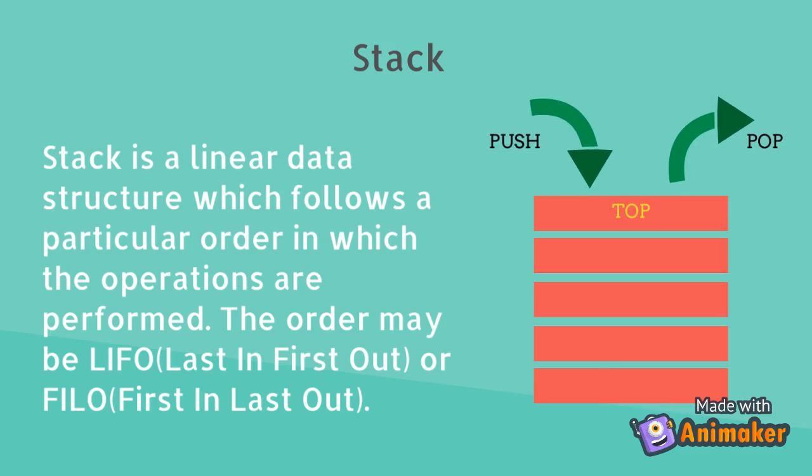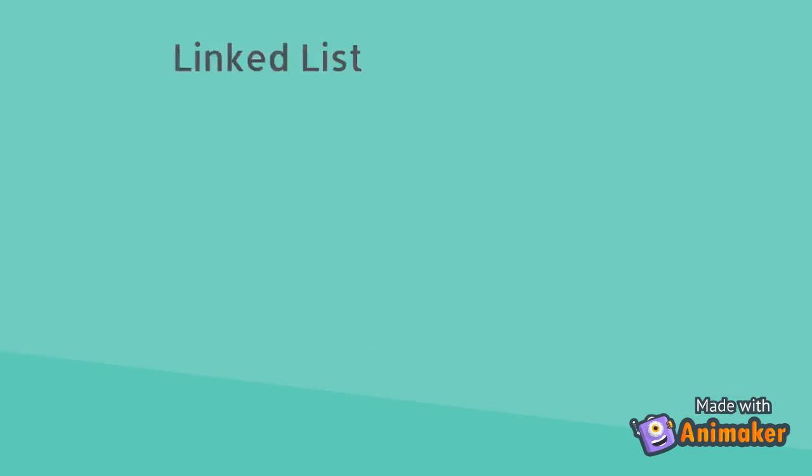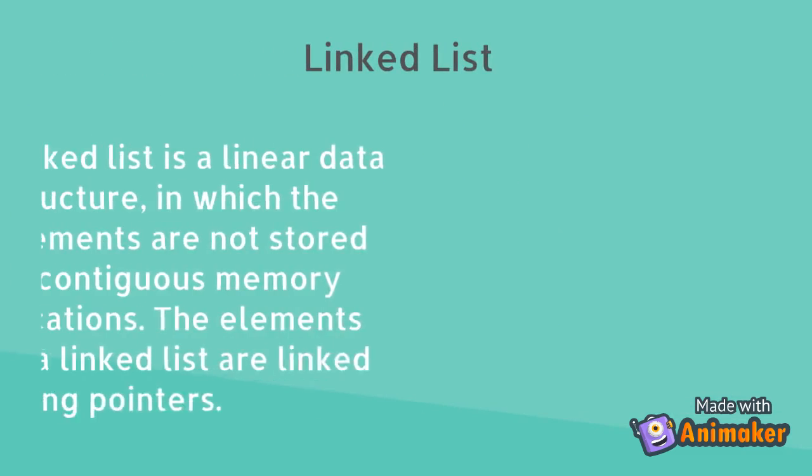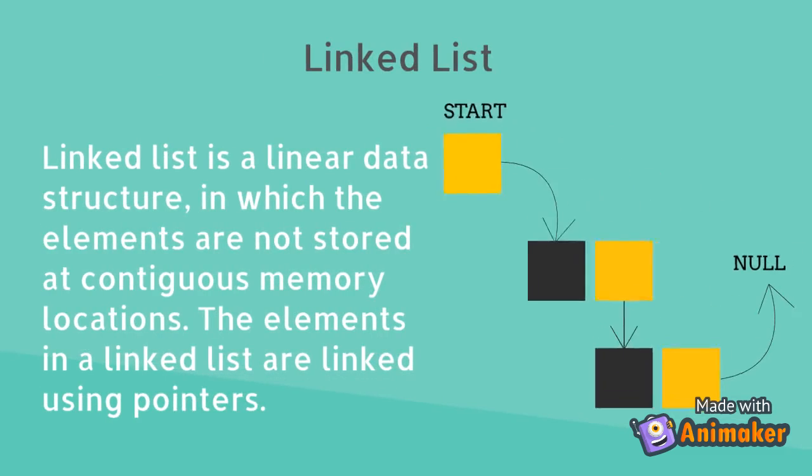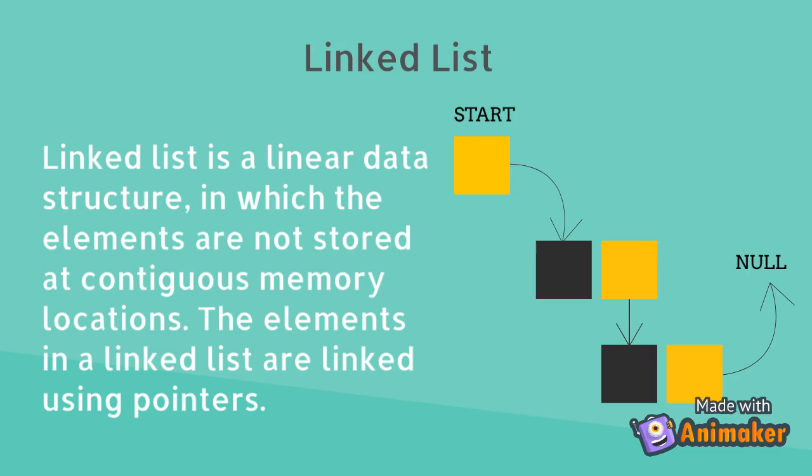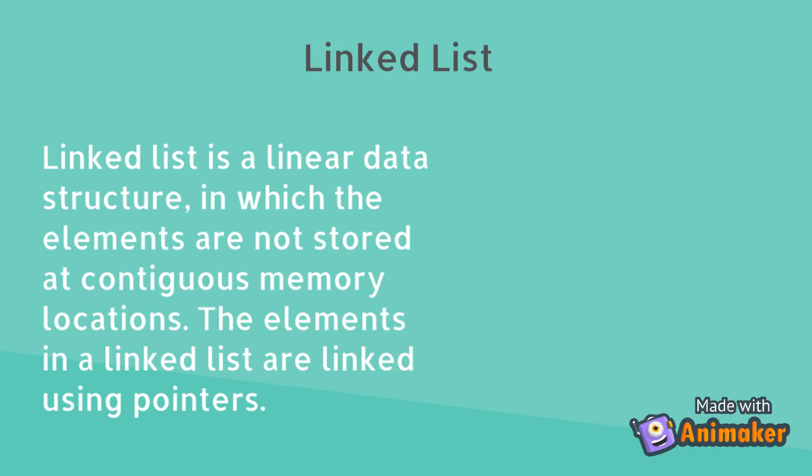To implement a stack using linked list, all we need to do is apply the same chronology to linked list. A linked list is a linear data structure, in which the elements are not stored at contiguous memory locations. The elements in a linked list are linked using pointers. A linked list is a collection of entities that we call nodes. Each node contains two fields, one to store data and another to store the address of the next node.